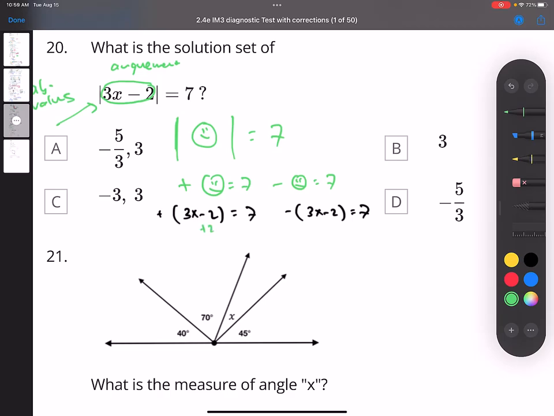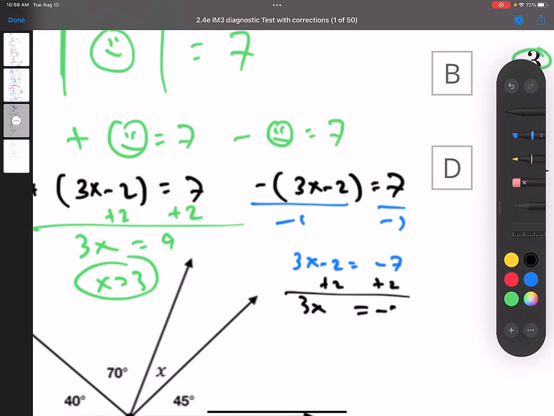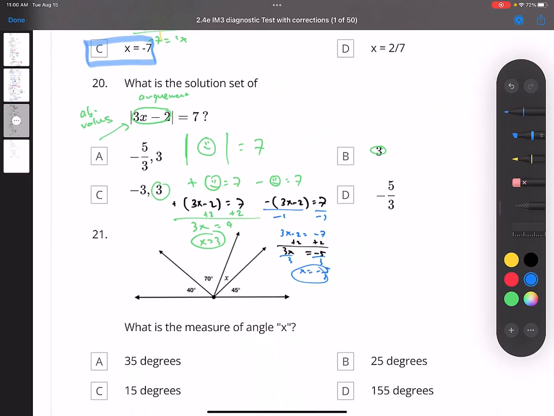So when I solve this, I don't need the parentheses. Then divide by 3, x is equal to 3. Over here, you have a second solution, so you can distribute the -1 or divide by -1. So 3x minus 2 equals -7. Add 2, and then divide by 3. So this one and this one. A would be your correct answer.